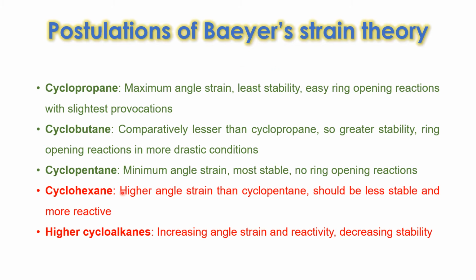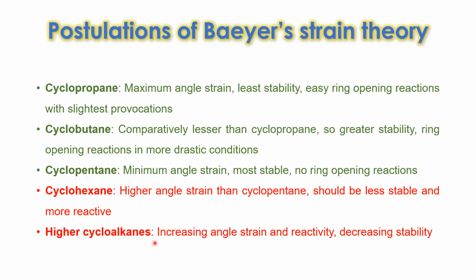But when you come to cyclohexane, in the table we saw angle is 120 here and it is 108 here. So according to Baeyer, cyclohexane should have higher angle strain than cyclopentane. It should be less stable and it should be more reactive.